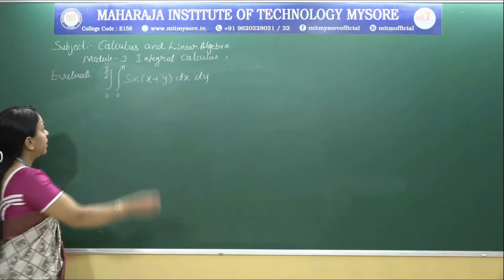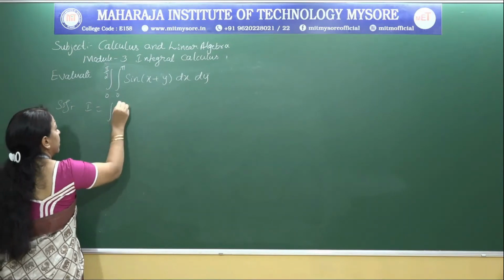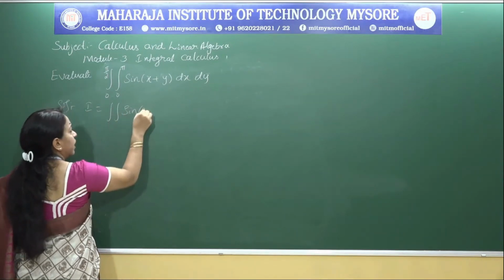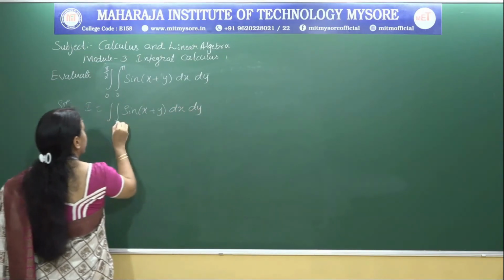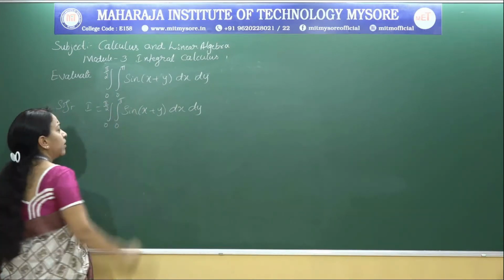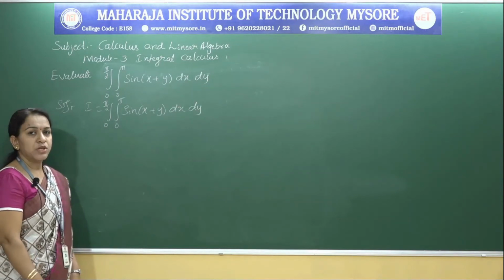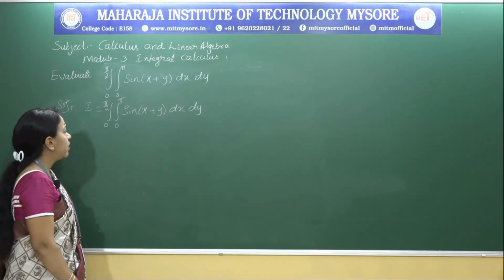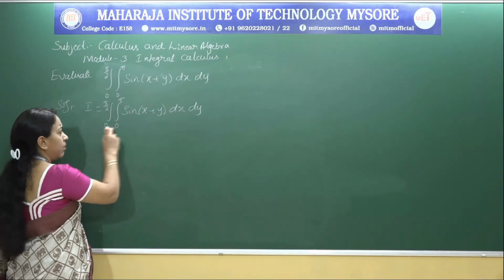So, consider the given integral as I. I is the double integral of sin(x plus y) dx dy between the limits 0 to pi by 2 and 0 to pi. Now, again we have constant limits, as we saw in the previous problem. Both the limits are constant. So, how do we decide which is the x limit and which is the y limit?